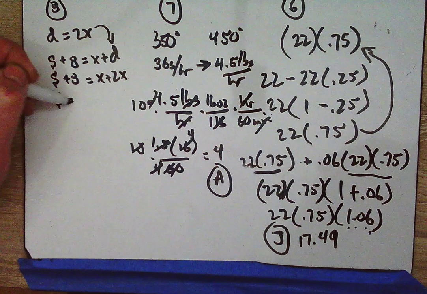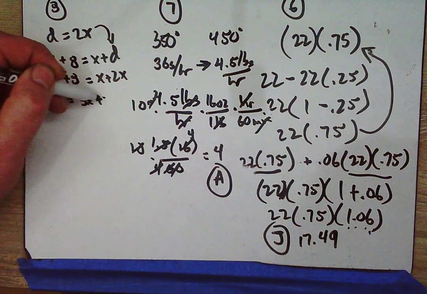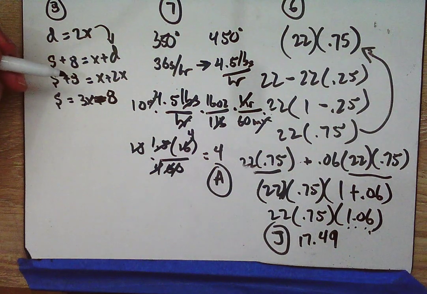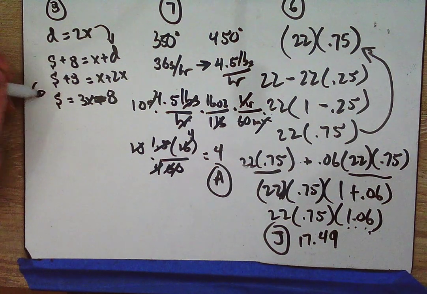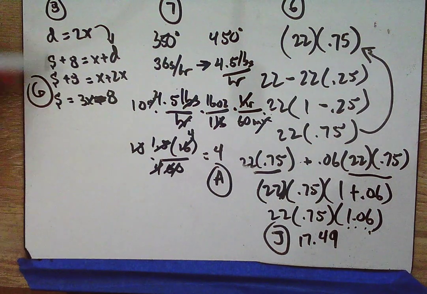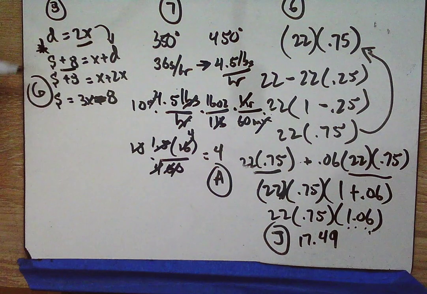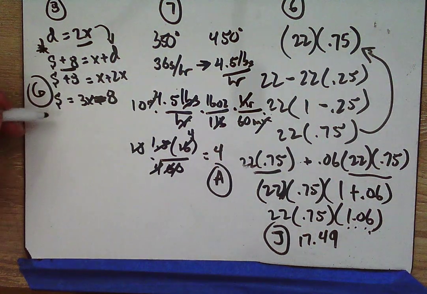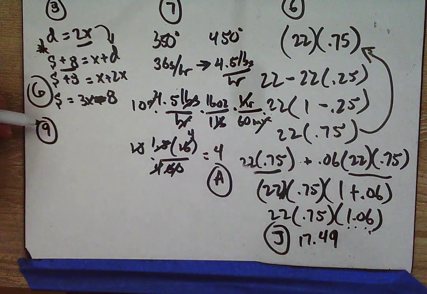So S is 3x minus 8. That's the number of sharks in terms of the number of whales. And that's choice G. I find that language I have to pay very close attention to when I read something in English and translate it into math in order to translate it properly. Please be careful about that.